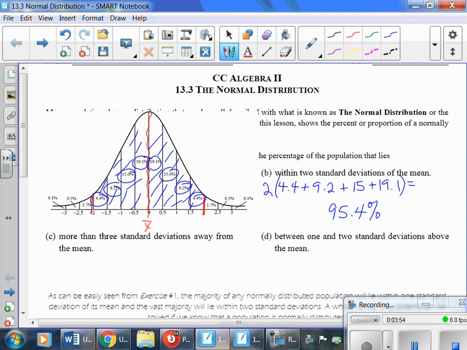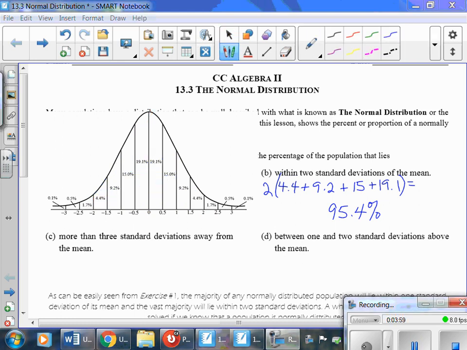So now C says more than 3 standard deviations from the mean. It's not saying between 3 standard deviations or within 3 standard deviations, it's saying more than 3 standard deviations from the mean. So what they want is this little piece and this little piece. That's 0.1 plus 0.1, which is 0.2%. So 0.2% of the data lies outside of 3 standard deviations of the mean.